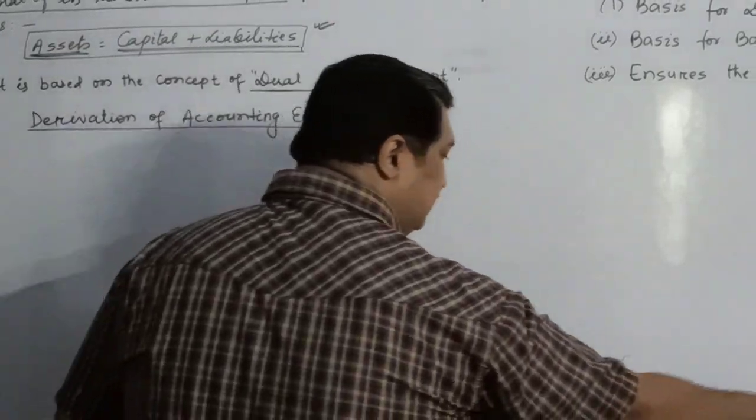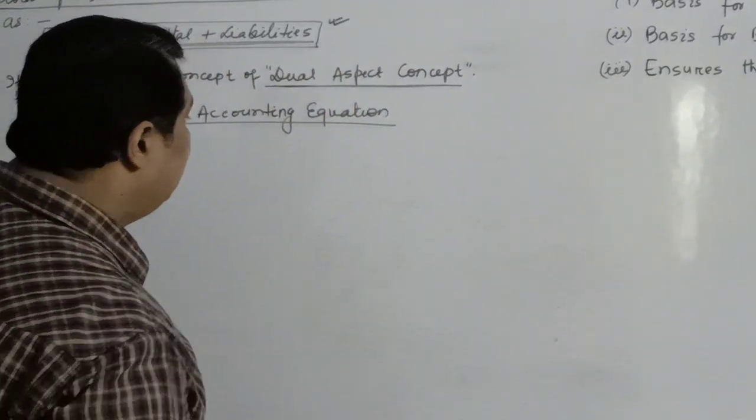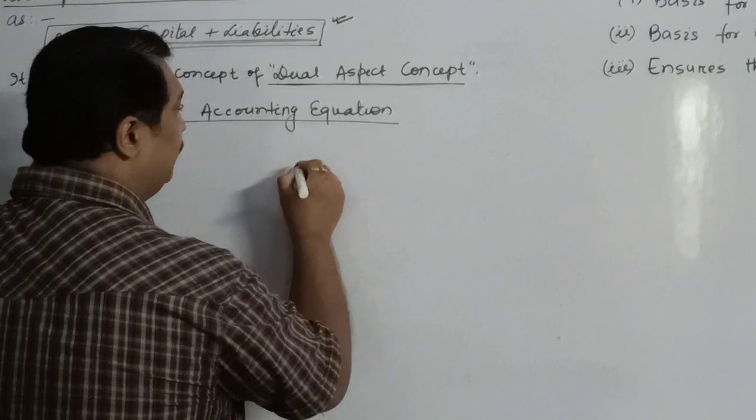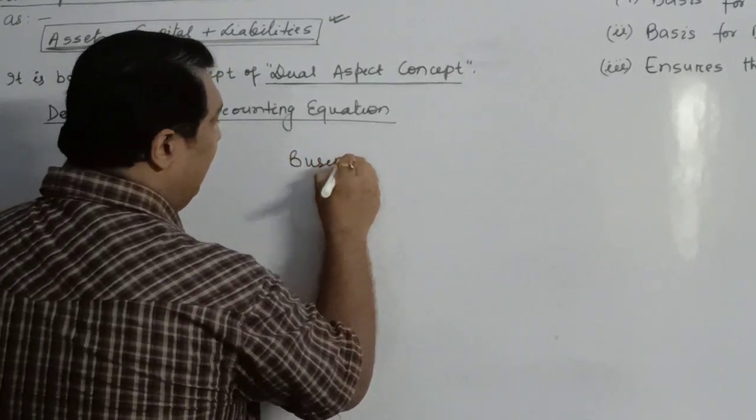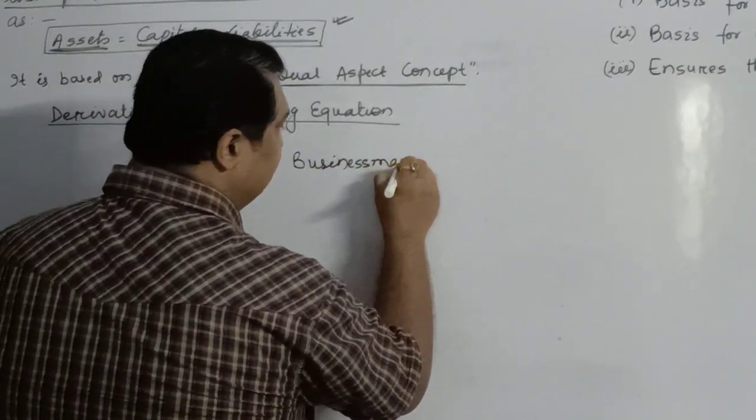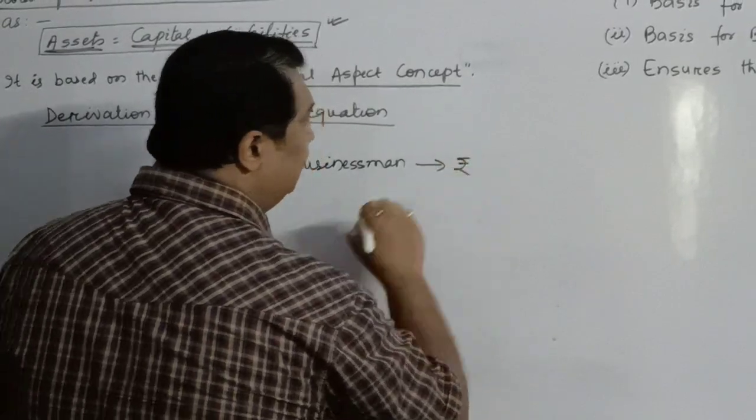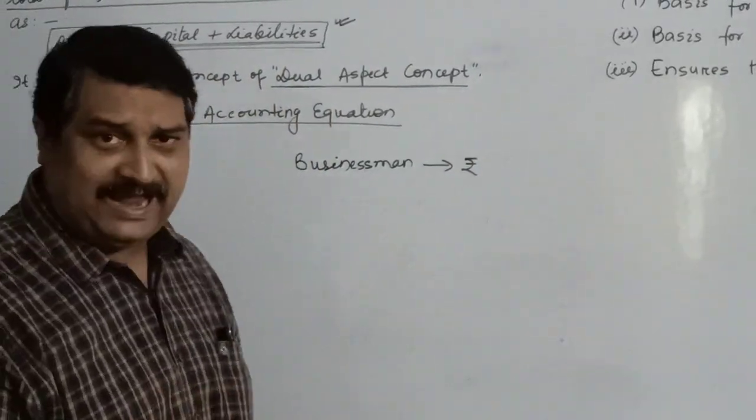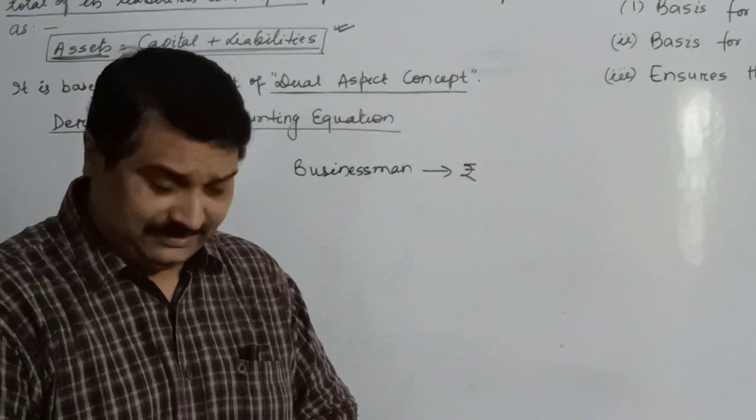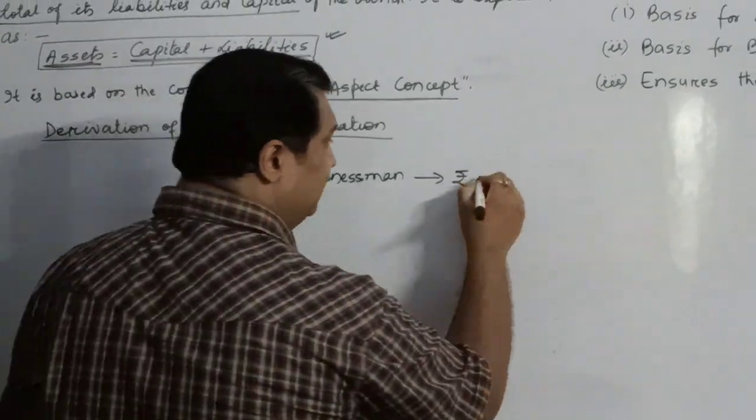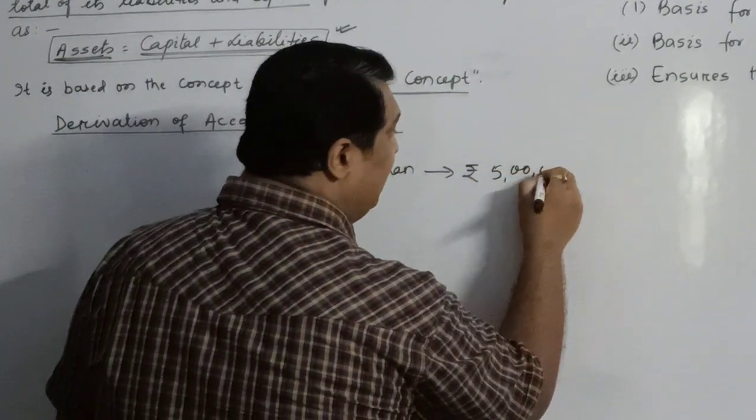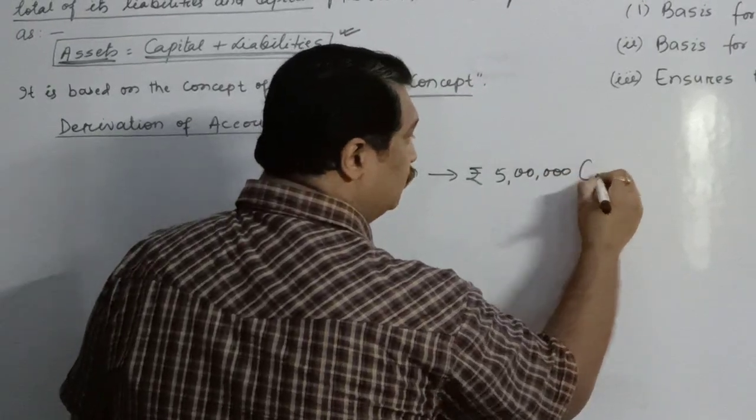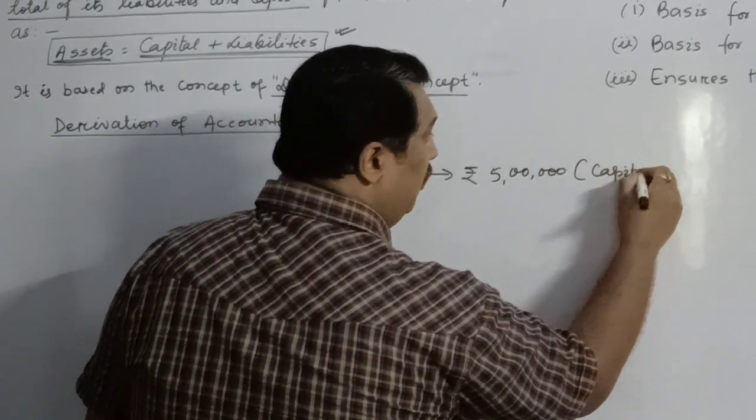but still once again I repeat it. Let's suppose when any businessman starts business, he will invest a certain amount either in the form of cash or any asset, so he will introduce into the business. Let's suppose a businessman introduces 5 lakhs. So what is that called? That is called his capital.